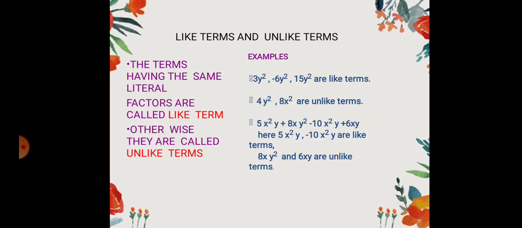Next is like terms and unlike terms. It's very easy. The terms having the same literal factors are called like terms. Otherwise, they are called unlike terms. I have given examples for like terms: 3y square, minus 6y square, 15y square. These are like terms. If the literal factors are different, then they are called unlike terms.